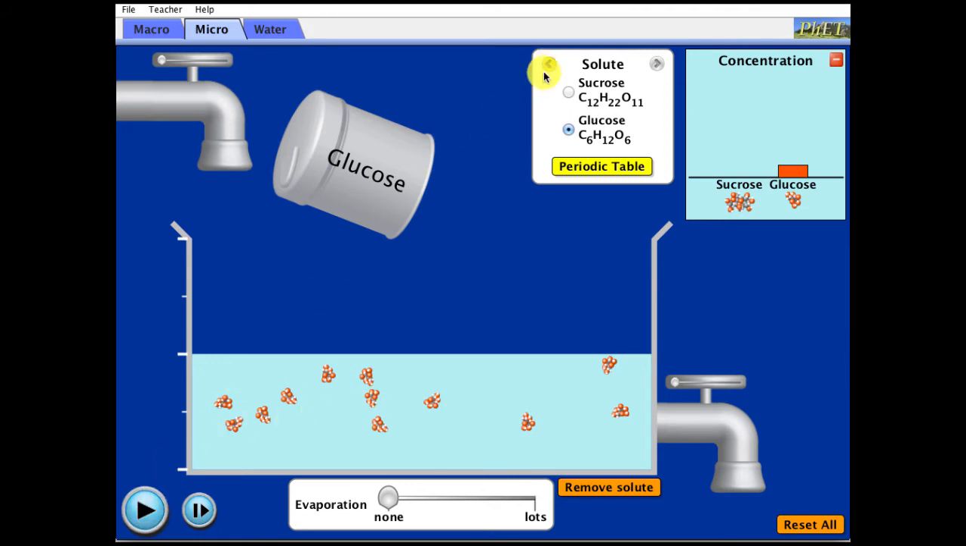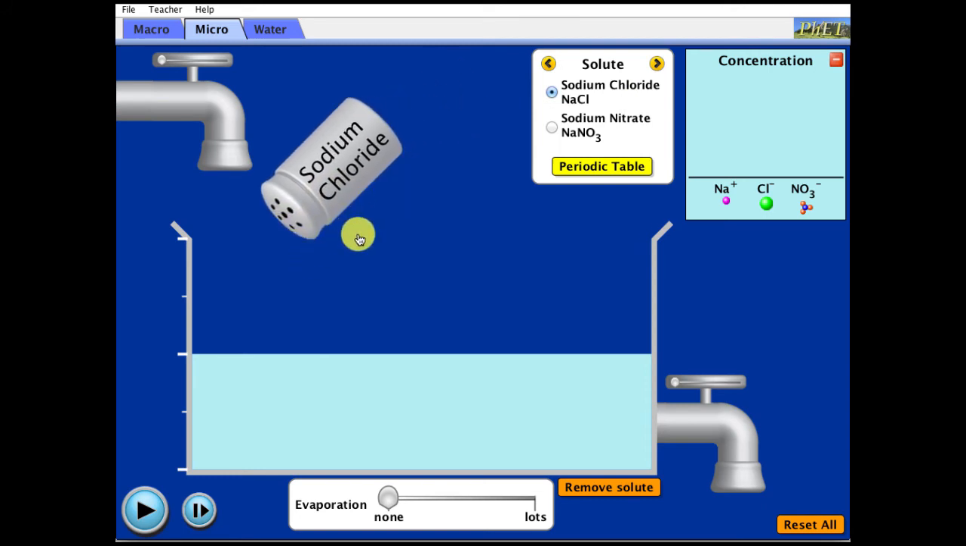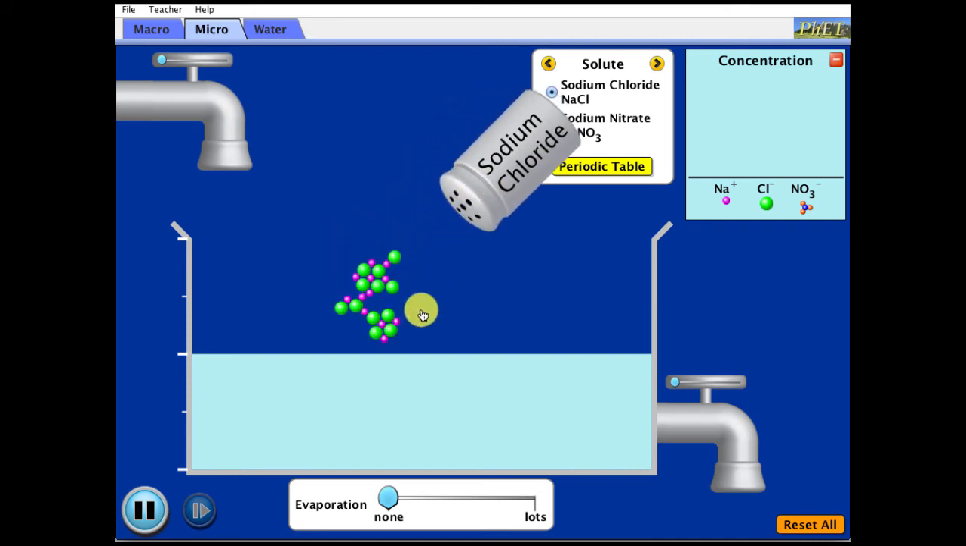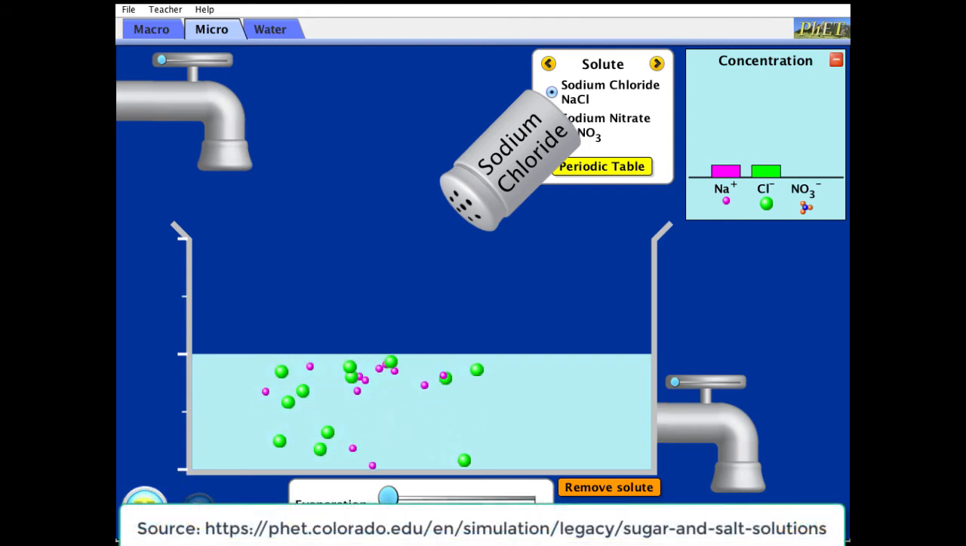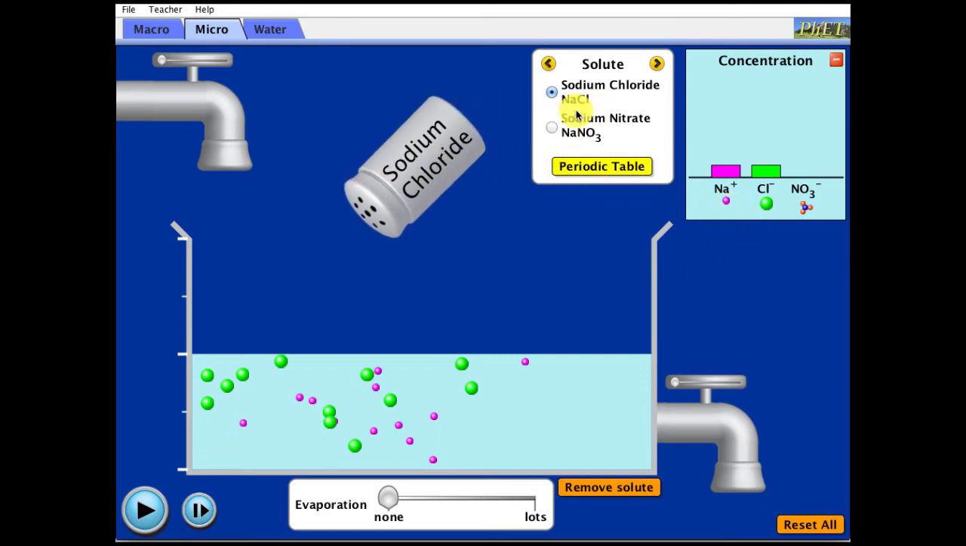Now if I change this, and I go to sodium chloride, something different happens when I shake sodium chloride. If I put sodium chloride into solution, what happens is these particles break up into multiple ions. So this is dissociation. The difference here is that I have chloride ions, which are negative, which are the green ones, and I have sodium ions, which are positive. So that sodium chloride actually breaks up into ions. All ionic compounds do this when we dissolve them into water. It's referred to as dissociation.